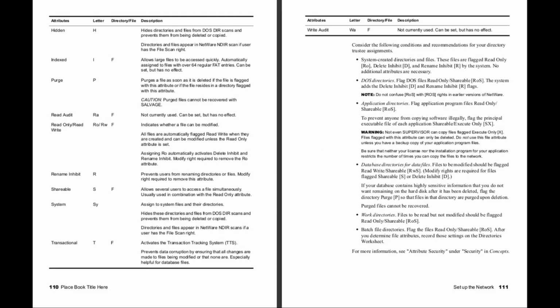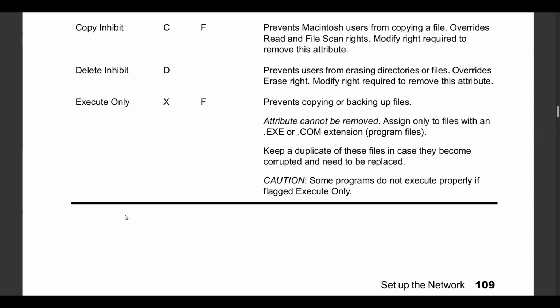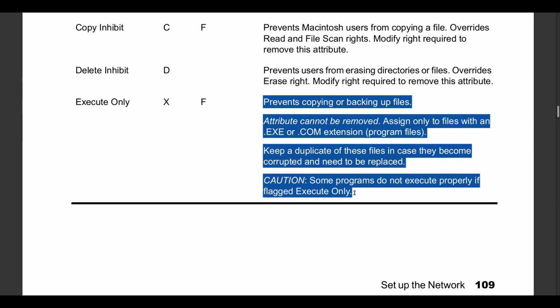NetWare actually has fairly advanced access control lists, and the official manual recommends creating paper worksheets to work out various permissions for various shares. One interesting feature of note was the execute-only flag, which prevents an application from being directly read or copied by any user, even supervisor. The manual clearly states that backups must be kept, as once set, execute only cannot be removed.